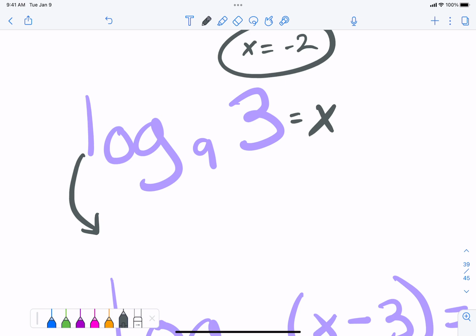If you make this an exponential function, it's 9 to the x power equals 3, yeah? Okay?